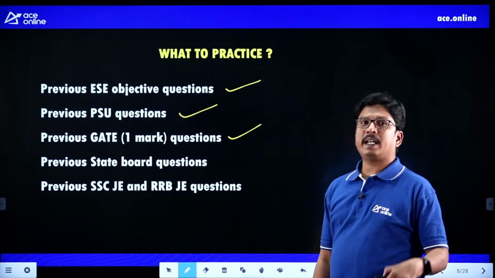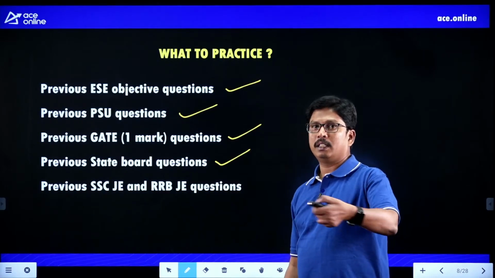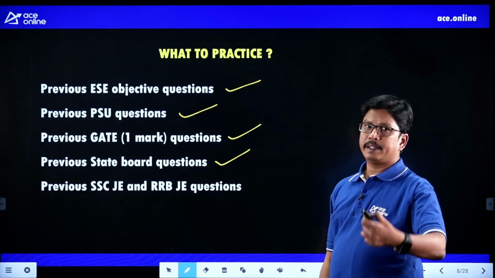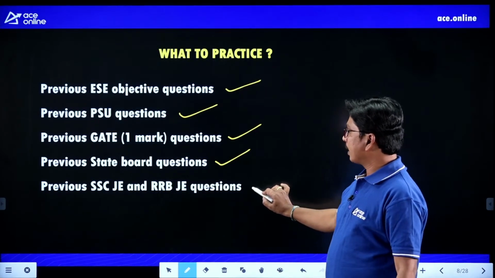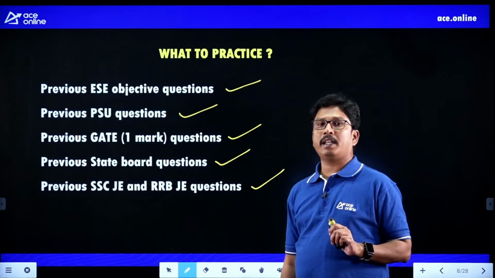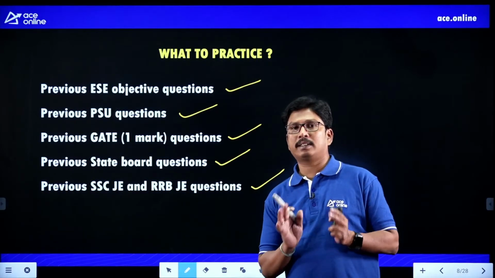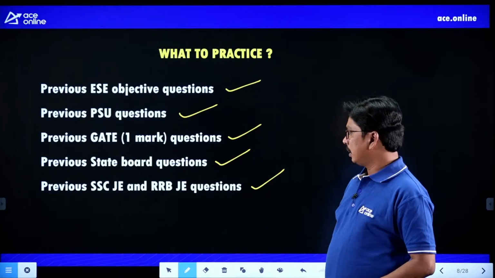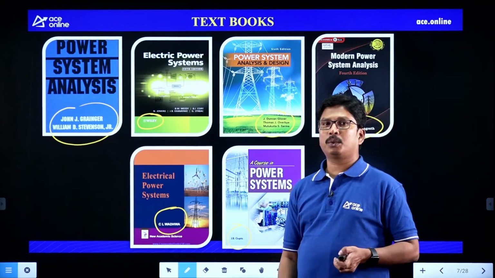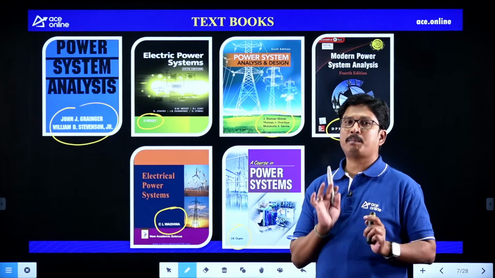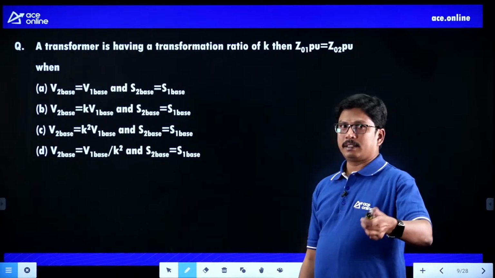And previous GATE 1 mark questions and previous state board questions like TSPSC, TSSPDCL, TSNPDCL. All those question papers, try to practice them. And previous SSC JE and RRB JE questions. This is the practice set you have to maintain. Along with that, try to maintain JB Gupta. So try to practice those questions to get maximum marks in competitive exams like this.